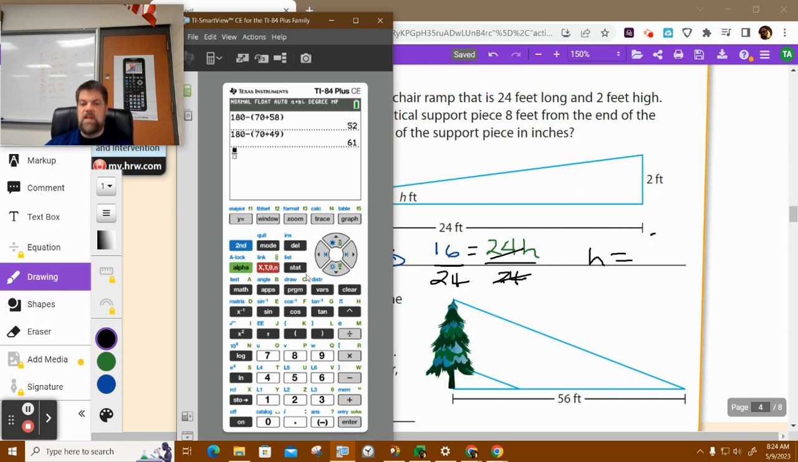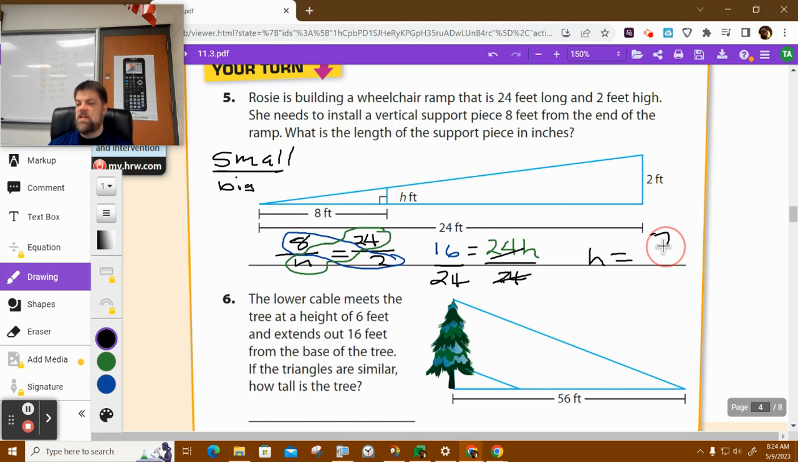So if I put my little fraction thing here and I put 16 divided by 24, but put it as a fraction, it automatically reduces it for me. Now I know it's 2/3 because 16 divided by 8 is 2 and 24 divided by 8 is 3. I know that.